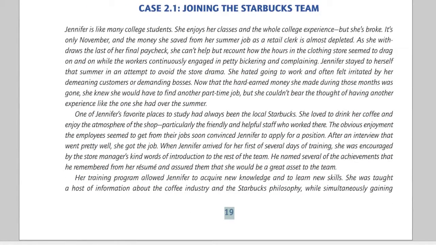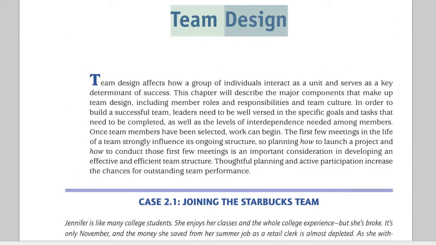Chapter 2. Team Design. Team design affects how a group of individuals interact as a unit, and serves as a key determinant of success. This chapter will describe the major components that make up team design, including member roles and responsibilities and team culture.